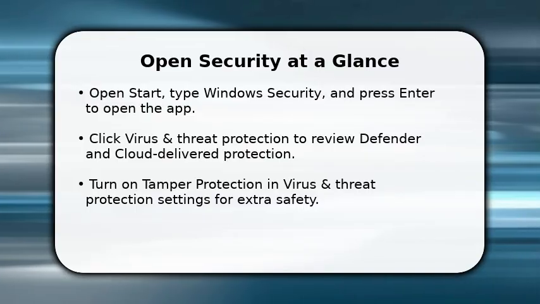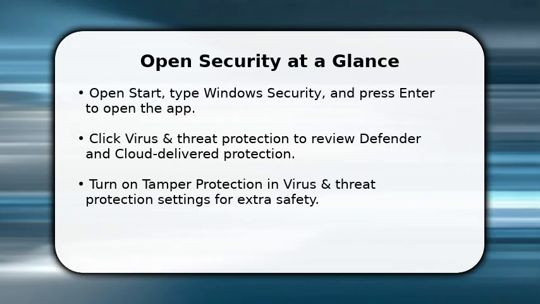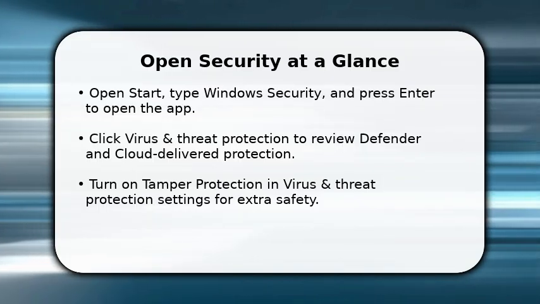Open Start, type Windows Security, and press Enter to open the app. The main Security at a Glance page displays status tiles for core protections. Click each tile to view details for firewall, app and browser control, and device security.